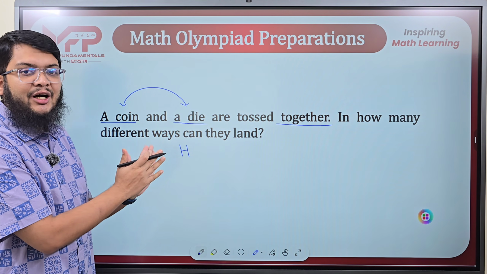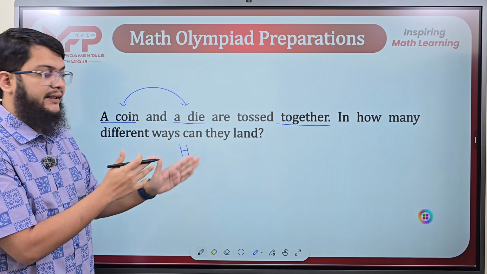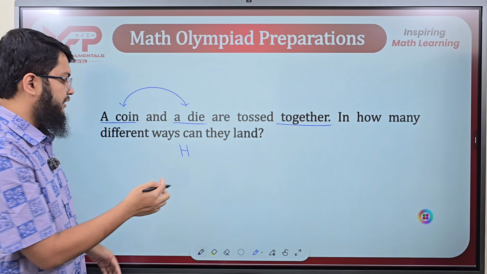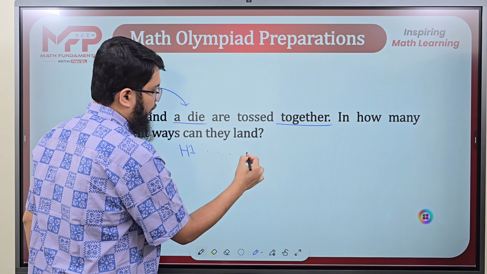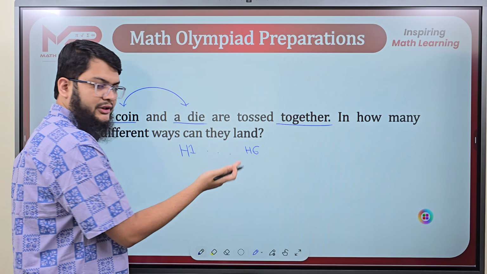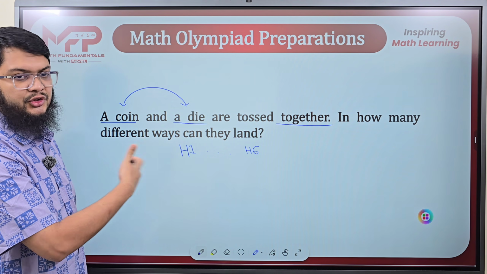Now, keeping head fixed, how many different combinations can you form with the die? You can form 6 different elements, right? It could be H1, H2, in this way, all the way up to H6. So you get 6 different options for the head.